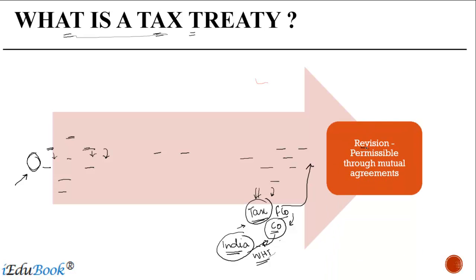And then a revision is always permissible through mutual agreements between the two parties. If India and Mauritius decide that they want to amend the treaty, they can do it through mutual agreements. A treaty can never be amended by a unilateral act of a country. So if India has a treaty with Mauritius, before that can be amended, it has to be agreed with Mauritius.